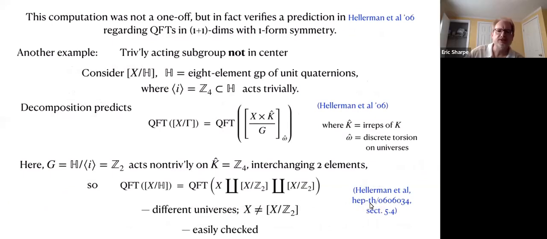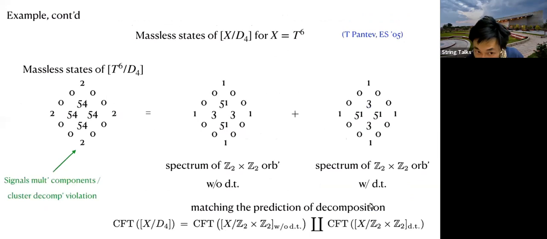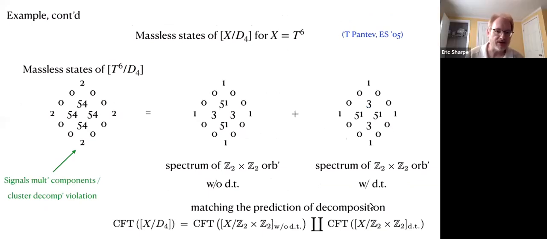Now, I've spent a lot of time talking about cases in which the trivially acting subgroup was in the center. There's another story. Just a small question. Sure. So in the previous example, these two Calabi-Yaus, are they like mirror of each other? In this particular example, they are.